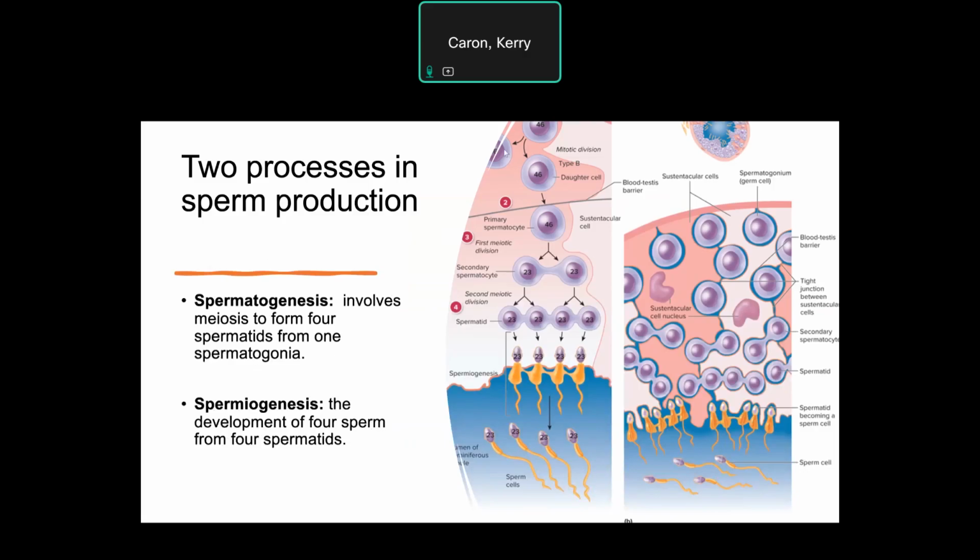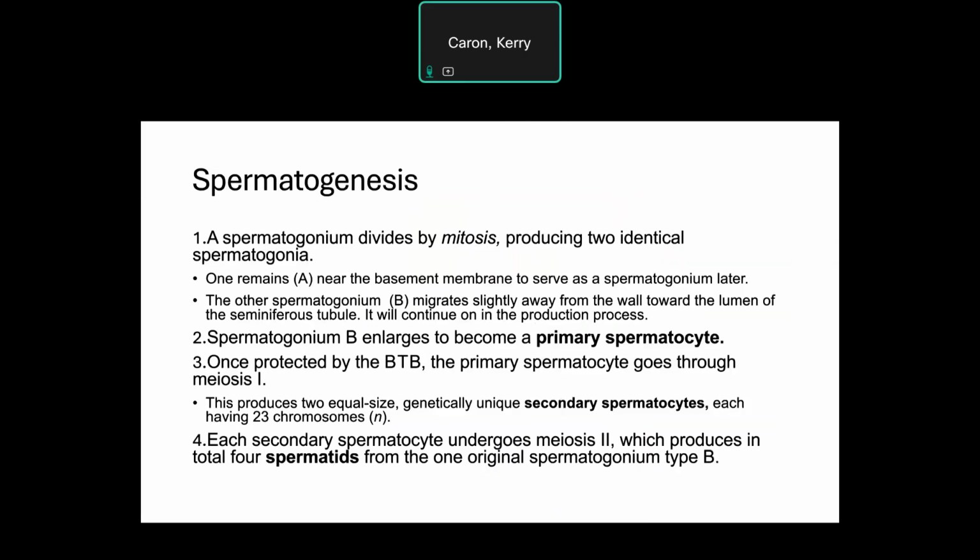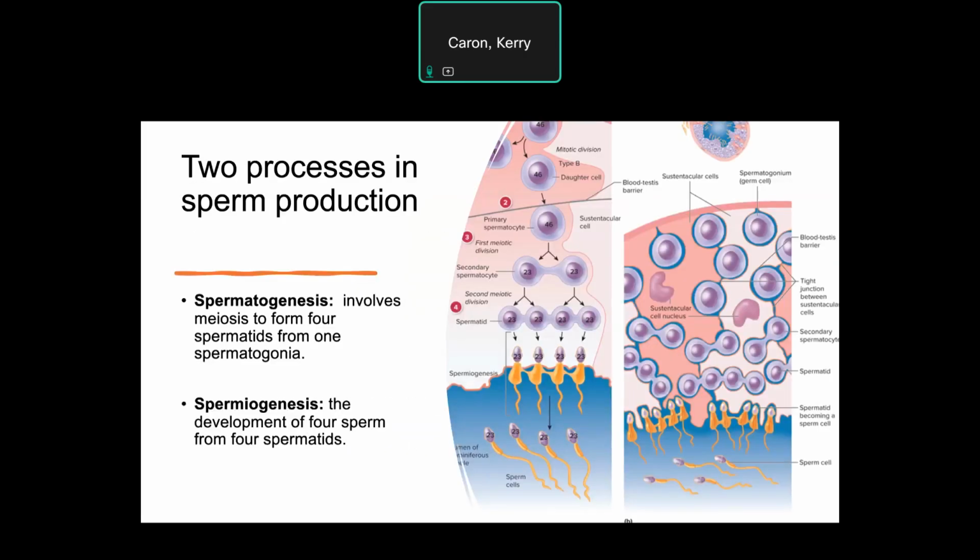You have mitosis, okay? First mitosis, you get a daughter cell. Then that's going to become your primary spermatocyte. Then it's going to divide into 2 unique, what we call half or haploid, secondary spermatocytes. When they divide again, you're going to have 4 spermatids with 23 chromosomes each. And then those are going to eventually mature to become mature sperm cells.